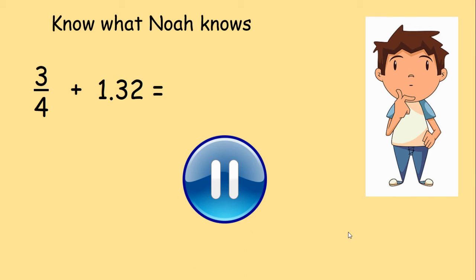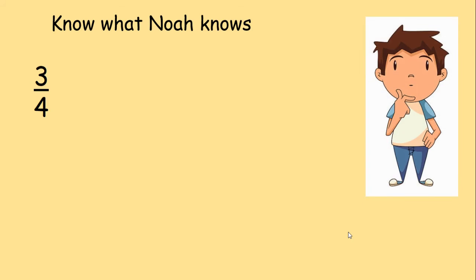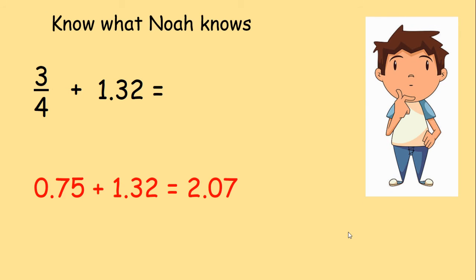Let's try another one. This time you're looking at 3 quarters, add 1.32. Press pause now to work out your answer using related facts, and then press play once you are ready. Brilliant. I know that 3/4 as a decimal would be 0.75. So I will add this to 1.32, and my answer will be 2.07.